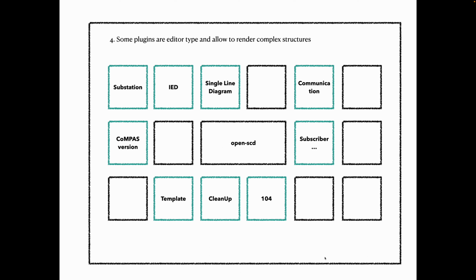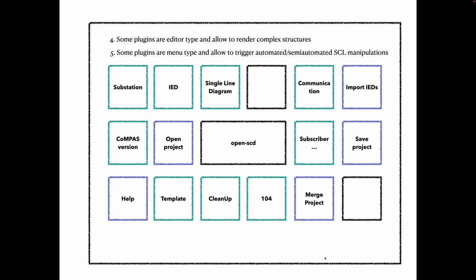Whatever needs a complex render structure is preferably an editor type plugin. The other type of plugins is the menu type plugin, and here you find functionality that is very often triggering an automated or a semi-automated SCL manipulation, and also allows you to add and export SCL files, the whole project or parts of it. Examples for that are open and save project, of course, merge project that allows you to merge two SCL files together, also import IEDs, and an open SCL file variant.